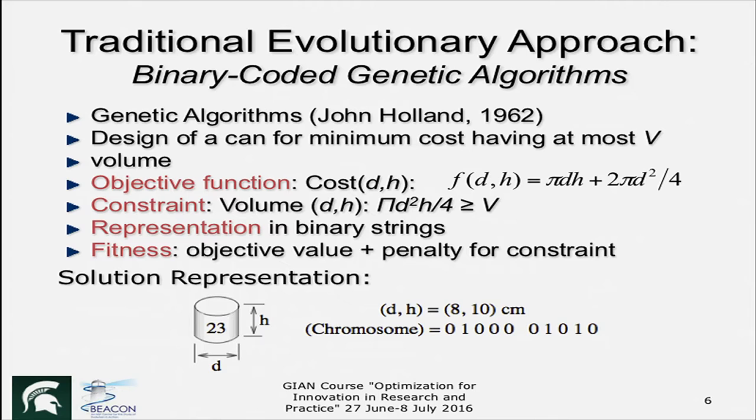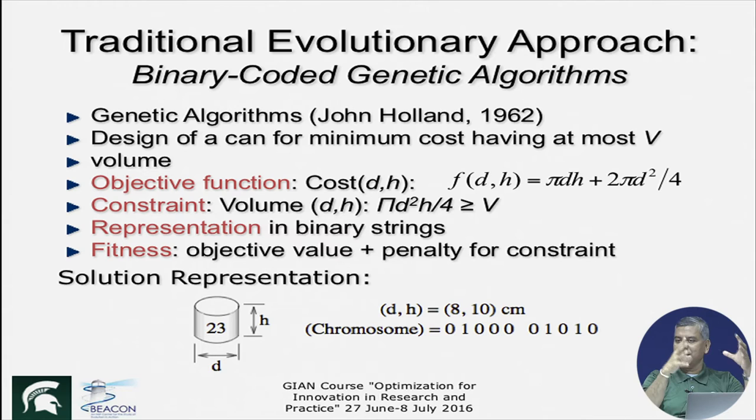Once the bits are created, you know that the first so many bits are for D, and then you use the mapping. The next so many bits are for H, and you can do the mapping. When I've done that, for D and H, I plug it in here, I get the function value 23. And that's what I'm printing here, saying this is its function value. This particular D and H satisfies the constraint. If it doesn't satisfy the constraint, then we have to somehow penalize it or use some other method, which we are going to talk about.